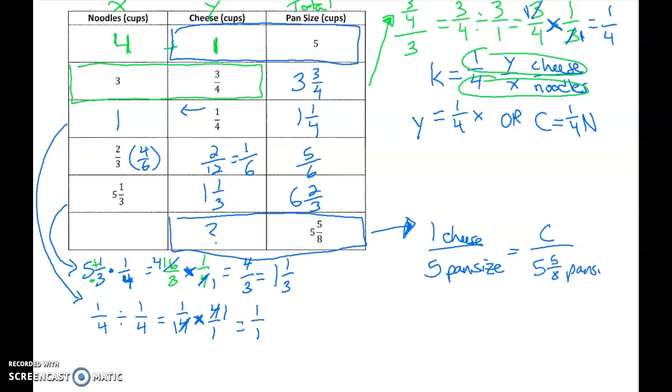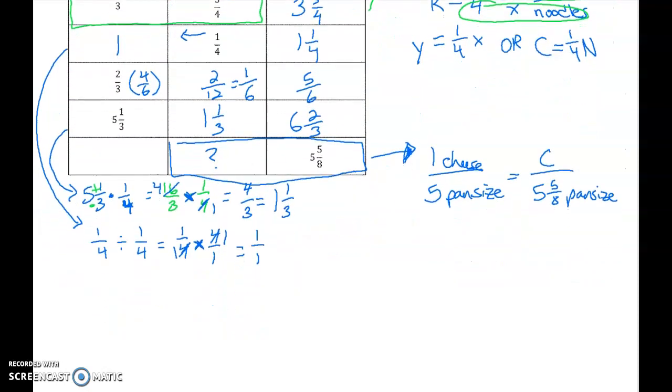Now stick with me through this. Now I'm doing a proportion here. So I want to find out what I multiply 5 by to get 5 and 5/8. And if I want to figure out what I'm multiplying by, I divide. So if I take 5 and 5/8 divided by 5, that's going to tell me what I'm multiplying by right here.